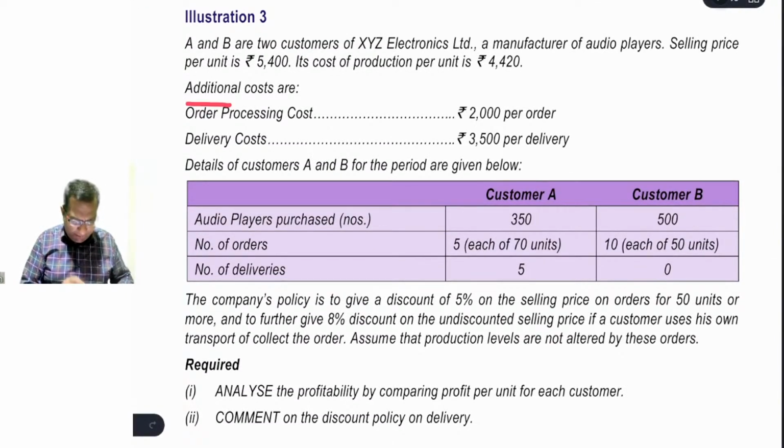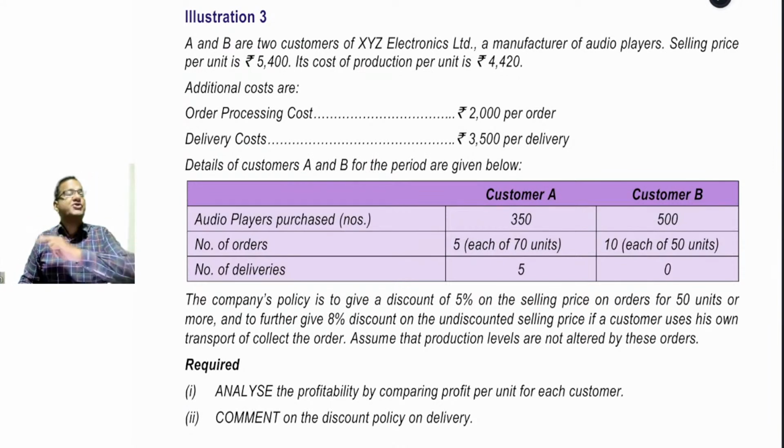Additional costs are given: order processing cost ₹2,000 per order, delivery cost ₹3,500 per delivery. Now, please listen very, very carefully, beta. There are two selling and distribution activities. The first is order processing. The second one is delivery.